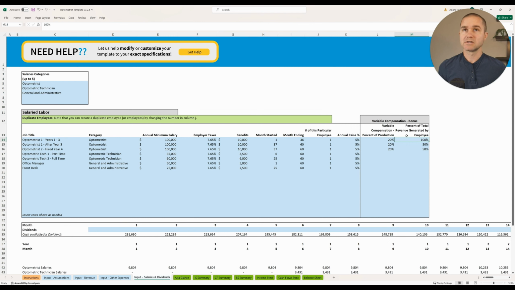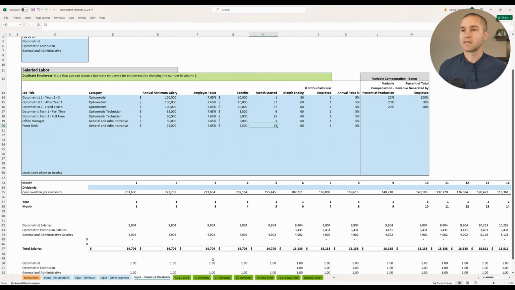So for the first 3 years, 100% is optometrist 1. But then once the second optometrist is hired at the beginning of year 4, it splits to 50-50 between the two optometrists. You can also enter in technicians, that could be part-time or full-time, office manager, and front desk employee as well. You can add annual raises and what month those folks will get started, so you can scale that growth and layer in that growth over time.